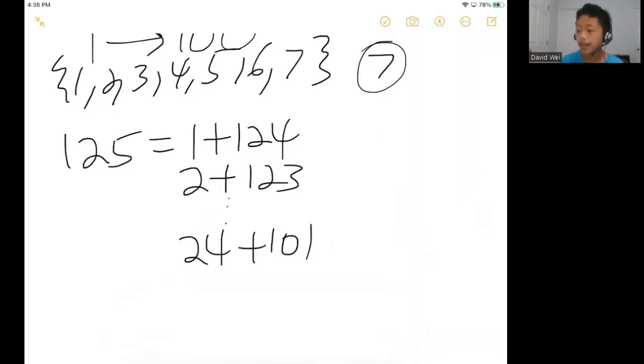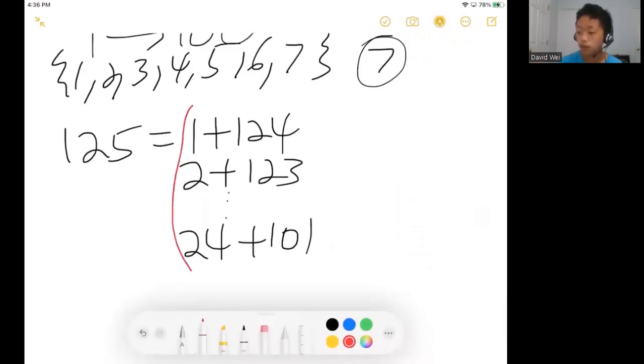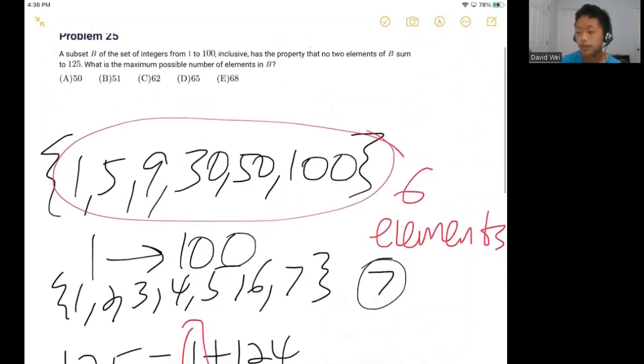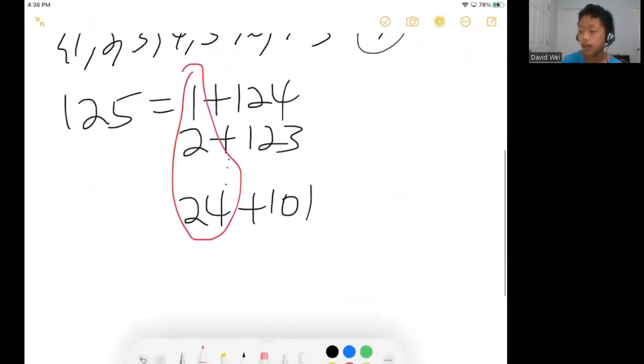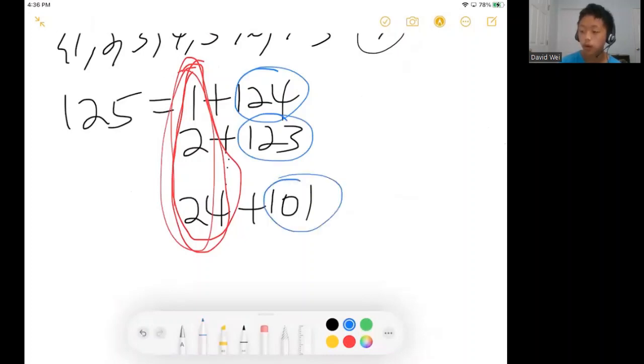But notice that the numbers on the left here, from 1 through 24, remember that the numbers in our set have to be less than or equal to 100. The original question says the subset has to be chosen from the numbers from 1 through 100, so the numbers can't exceed 100. Notice that the numbers in this red circled area pair with corresponding numbers: 1 pairs with 124, 2 pairs with 123, and so on, 24 pairs with 101. These blue circled numbers are not in the range.